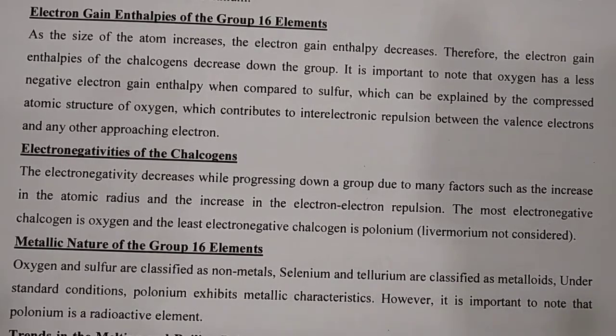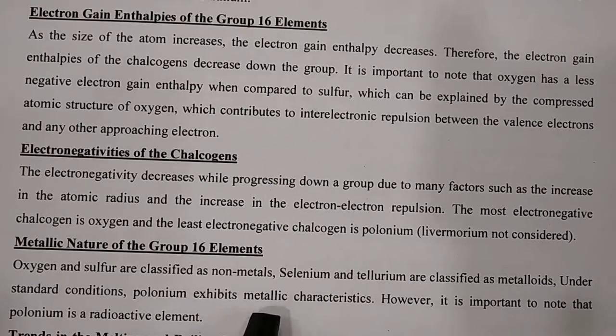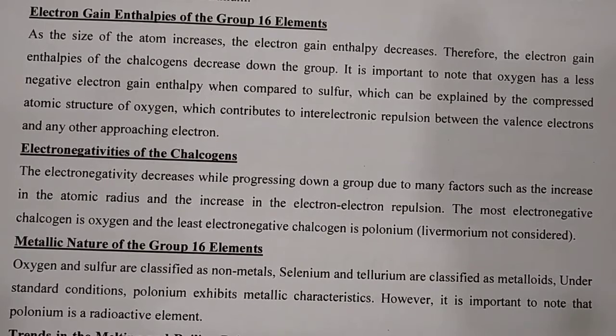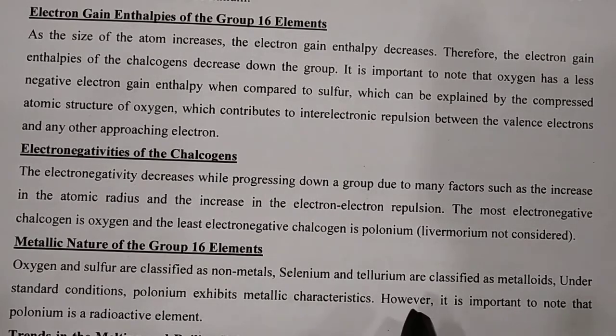Livermorium we are not considering. Next is metallic nature, which we just discussed. Oxygen and sulfur are classified as nonmetals. Selenium and tellurium are classified as metalloids, and under standard conditions polonium exhibits metallic characteristics. So the topmost two family members are nonmetals, the middle one is a metalloid, and the last one has metallic character. However, it is important to note that polonium is radioactive in nature.